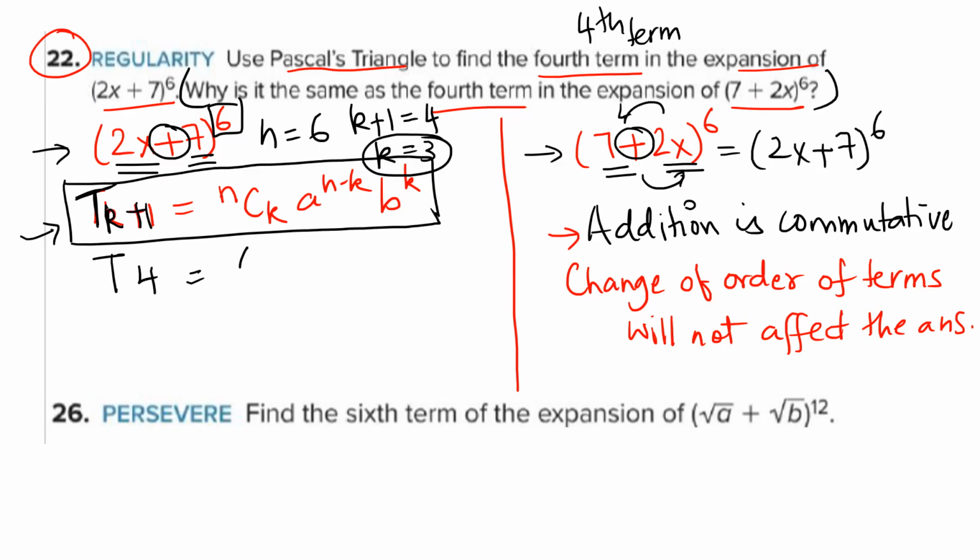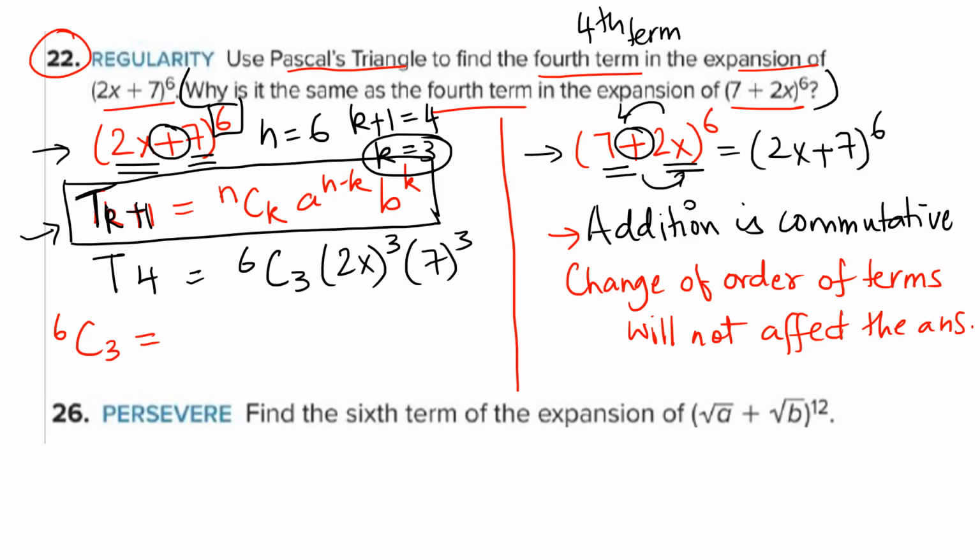So n is 6, C k is 3, a is the first term. So the first term in this question is 2x, to the power n minus k. n is 6, k is 3. So n minus k is going to be power 3, and b is the second term to the power k, which is 3. Easy. Now you may use your calculator. Very easily you will get the value of 6C3.